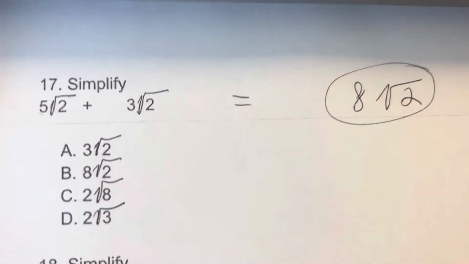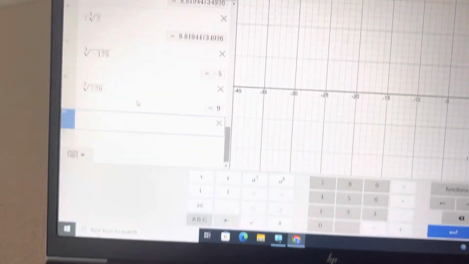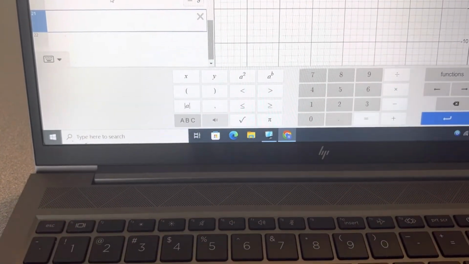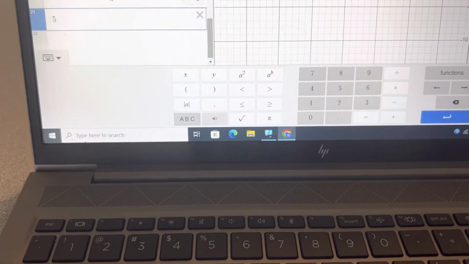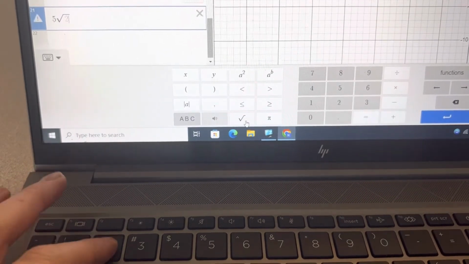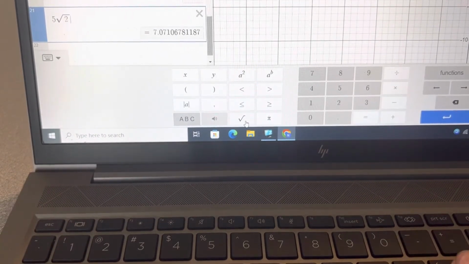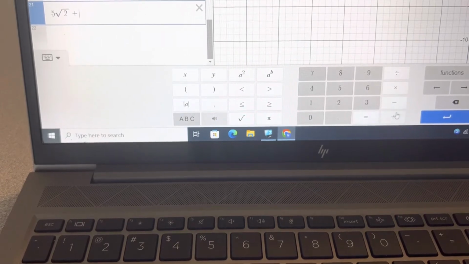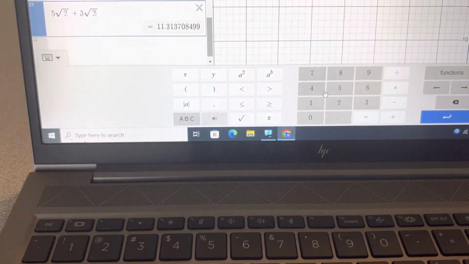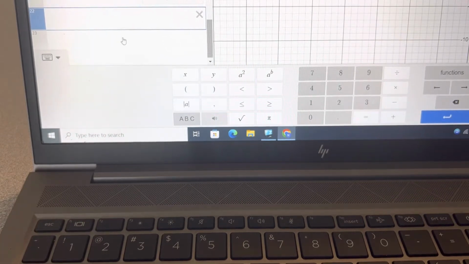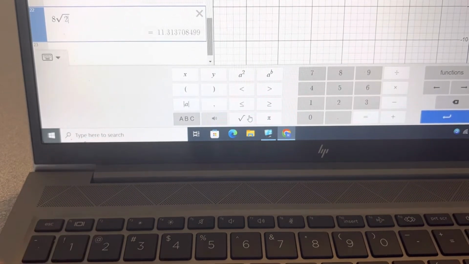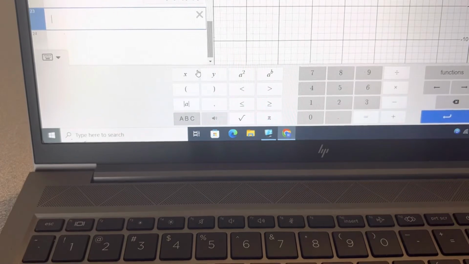You could check yourself in decimals if you need to. What you're doing is matching up the decimals. So we're going to put 5 square root of 2 plus 3 square root of 2. That gives you 11.3 and so on. Now let's put the answer in. 8 square root of 2. And they do match, so you have them.